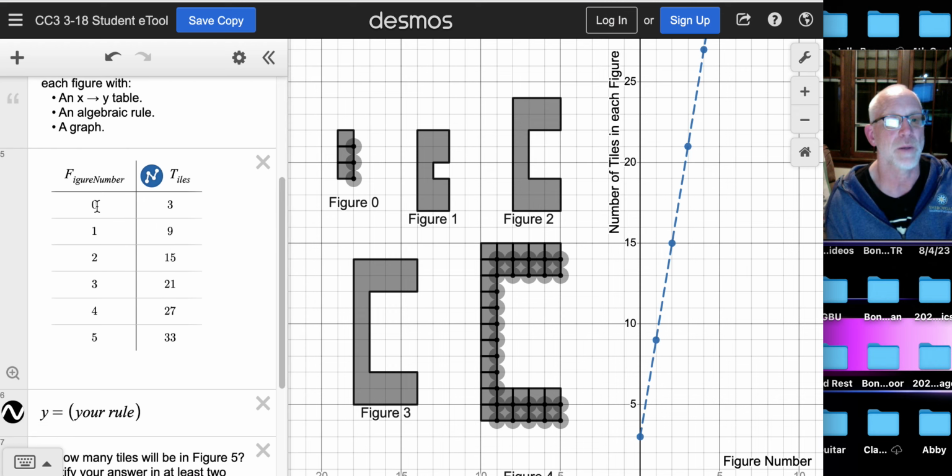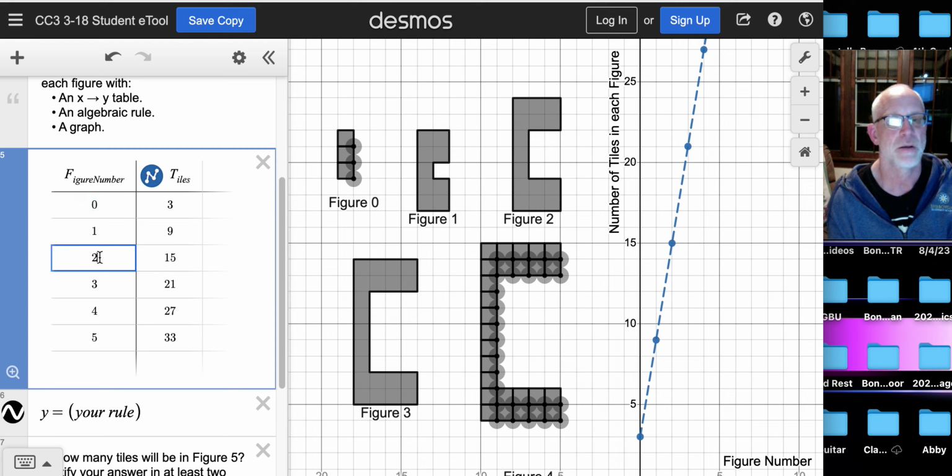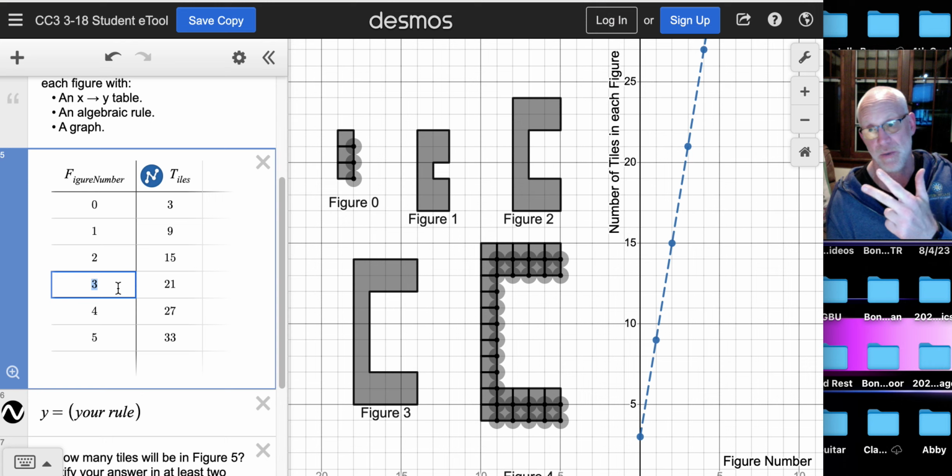So how do we find our rule? Well, how do you get from here to there? 1 times something. Remember, 6 has to be in there. I'm just going to go 1 times 6. 1 times 6 is 6 plus 3 equals 9. Okay. 2 times 6 is 12 plus 3 equals 15. That works again. What about this one up here? 0 times 6 is 0 plus 3 is 3. Let's try one more. 3 times 6 is 6, 12, 18. 18 plus 3, 19, 20, 21 is 21.